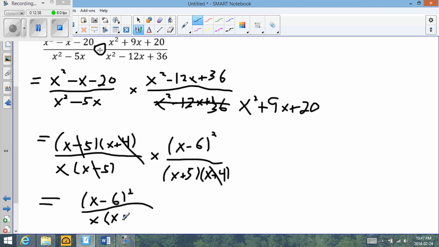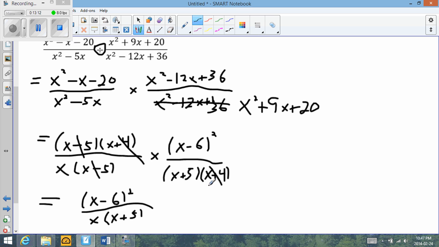Okay, what are our restrictions now? If you look at the final part, we've got x can't equal 0, and x plus 5 can't equal 0, therefore x can't equal negative 5. Go to these denominators. X can't equal negative 5, we already have that one. What did we cancel? X can't equal 5. X can't equal negative 4. Okay, so we've got those ones.